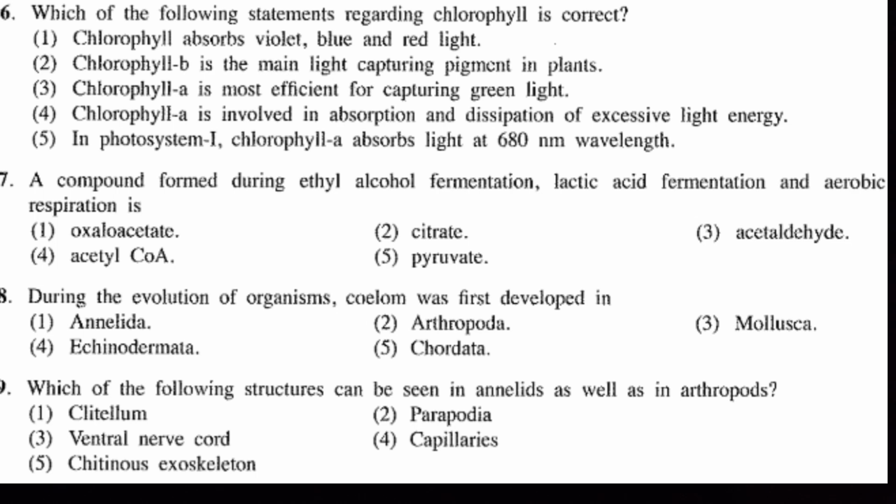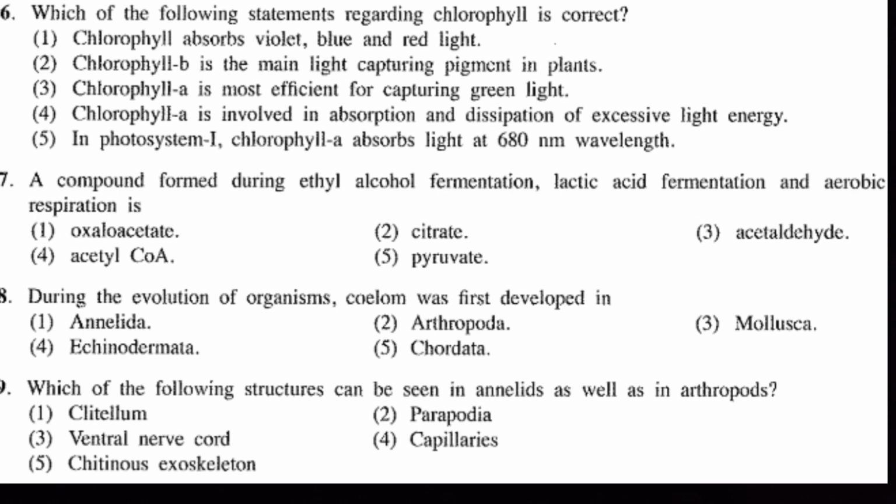Fifth one, in photosystem 1, chlorophyll A absorbs light at 680 nanometers wavelength. No, that is wrong. In photosystem 1, it absorbs 700 nanometer wavelength, and in photosystem 2 only it absorbs 680 nanometer wavelength. So the answer is number 1.